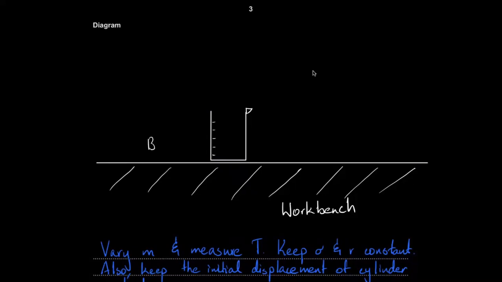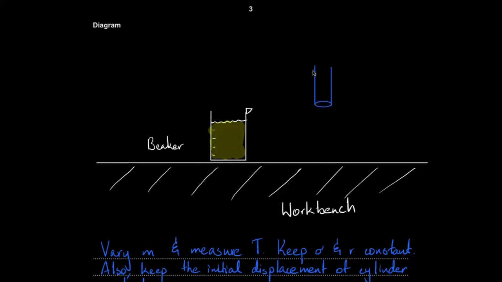This is your beaker. It's filled with the cooking oil. And then you have your cylinder immersed in it, right? So the way you draw the cylinder is important, because above in the question, you were told that this cylinder is floating, right?